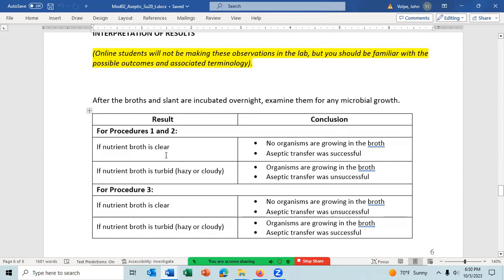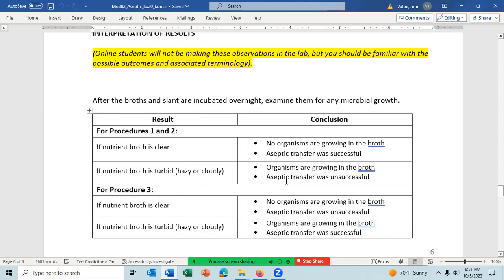So if the nutrient broth is clear for procedure 1, then the conclusion is no organisms are growing in the broth and aseptic transfer was successful. Because remember, we're transferring sterile water into the broth. So we expect nothing to grow in the tube. If, on the other hand, the nutrient broth is turbid, hazy, or cloudy, then organisms are growing in the broth and aseptic transfer was unsuccessful.